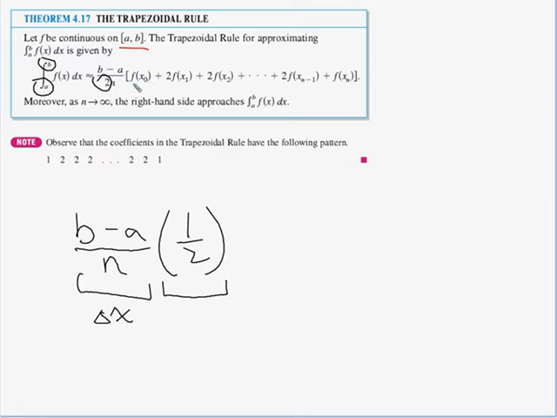And then here we have the sum of the bases. 1, f of the first piece, x sub 0, and then we have 2 of the next, and 2 of the next, dot, dot, dot, 2 of the second to last, and then we have 1 on the end again. And then here's where you actually do the calculus. You let n go to infinity. The right-hand side approaches the exact value of the definite integral. And they do make sure, again, observe the coefficients in that trapezoid rule have a 1, 2, 2, 2. Everything in the middle has a 2 in front of it. And then you get to the right endpoint, and that is also 1.